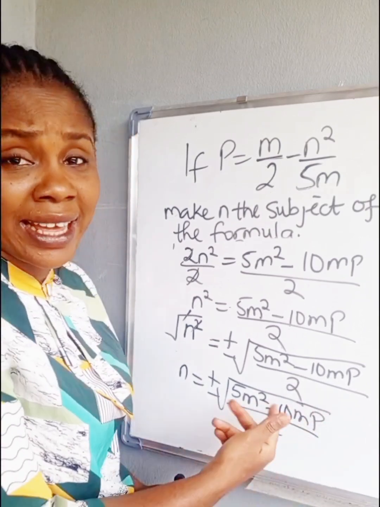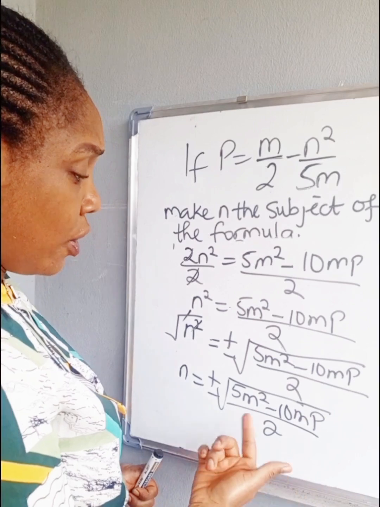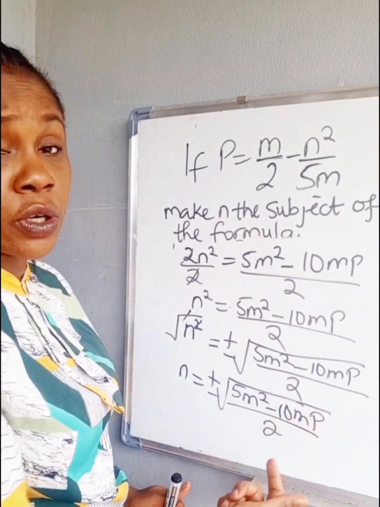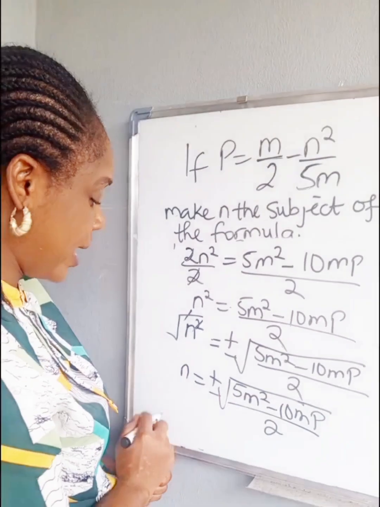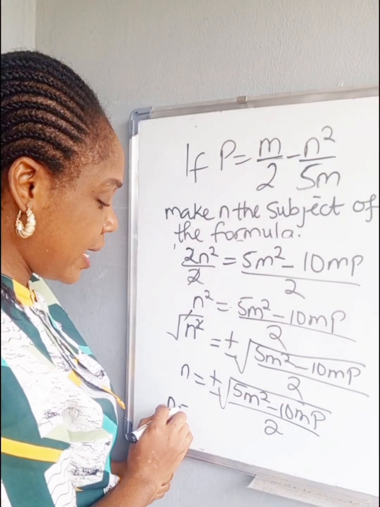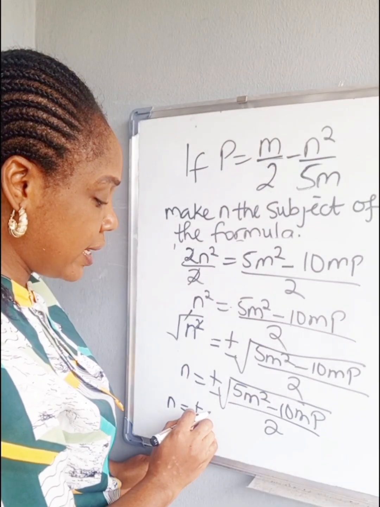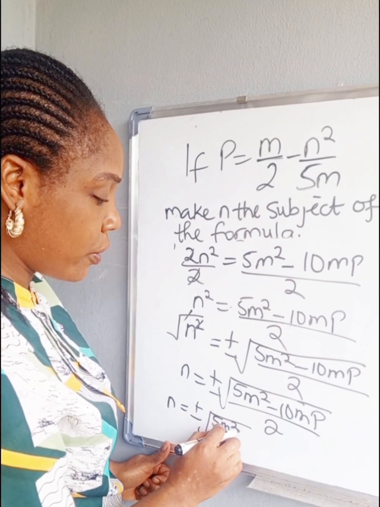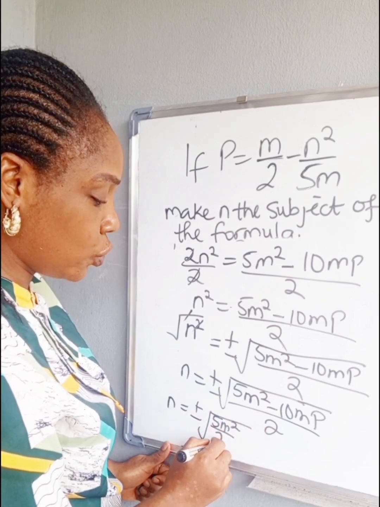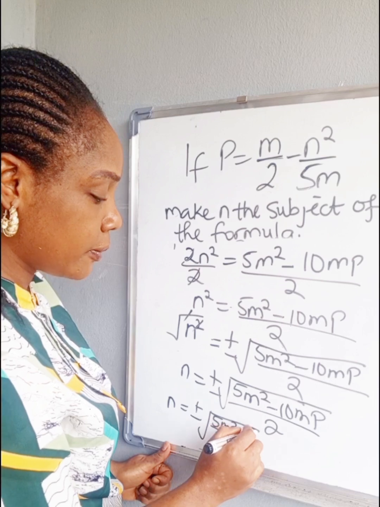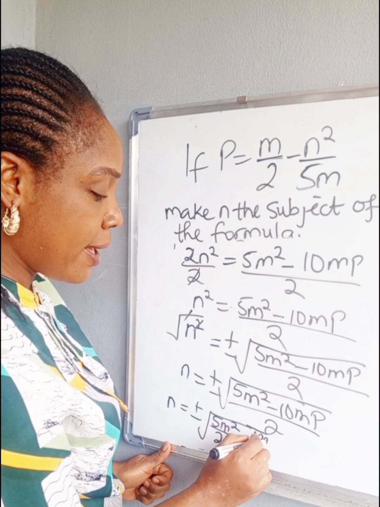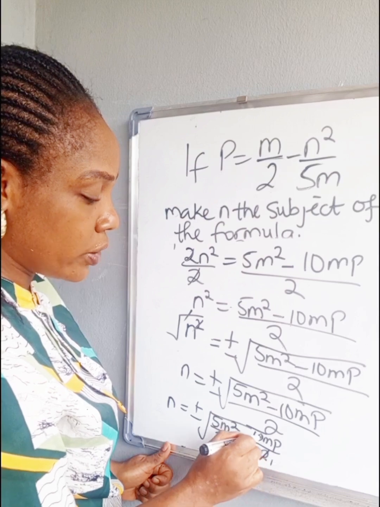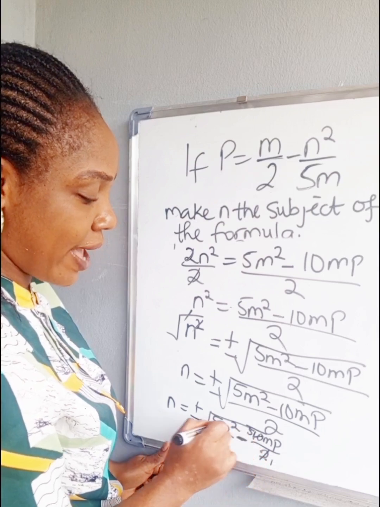You can go ahead to simplify it further. Okay, that is 10 is going to divide 2, which will give us what? 5. Let's go ahead to simplify it further. That is n is equal to the positive and negative square root of 5mn all over 2 minus 10np all over 2. 2 divided by 2 is 1. 10 divided by 2 is 5.